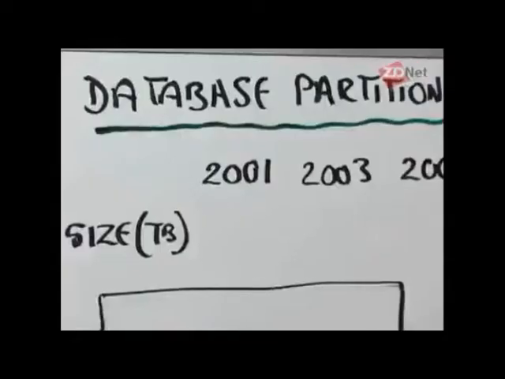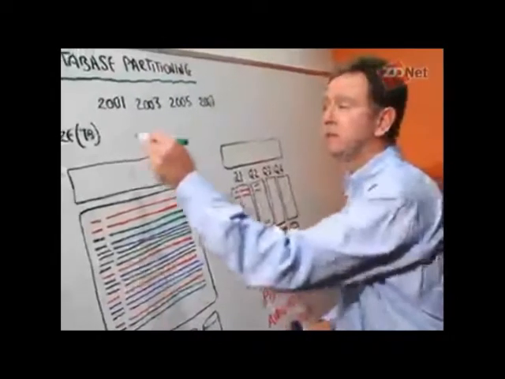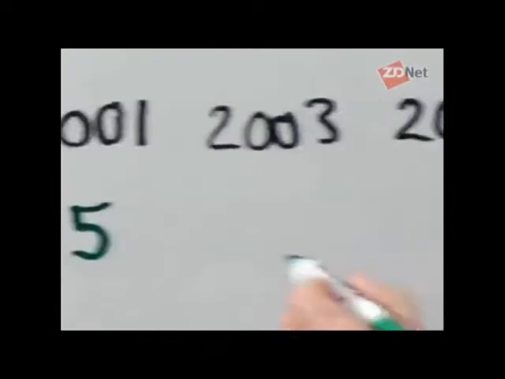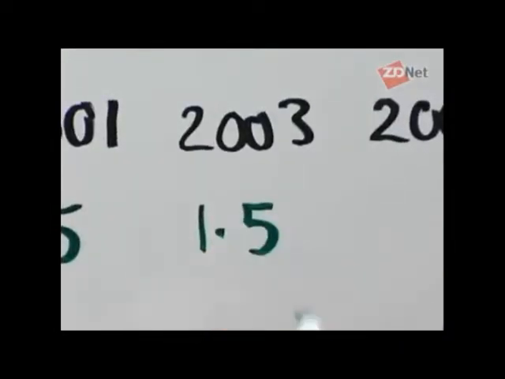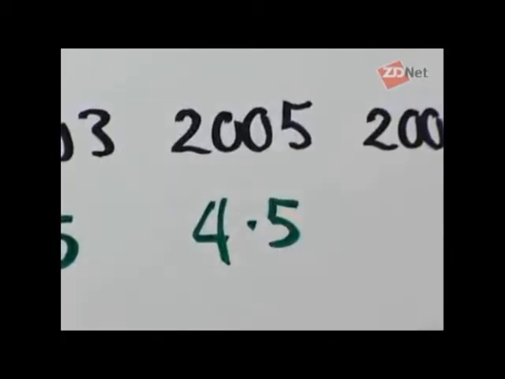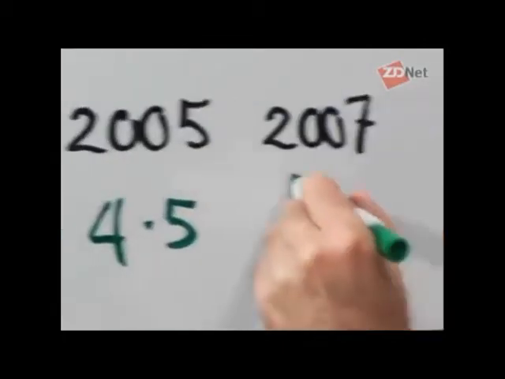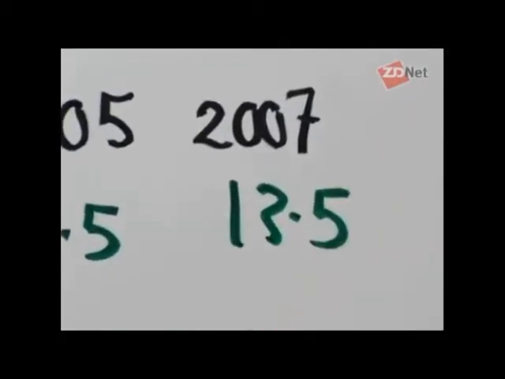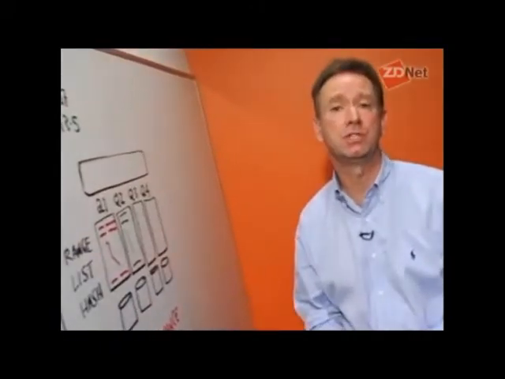This means a 500 gigabyte database, or half a terabyte database, back in 2001 has grown to 1.5 terabytes by 2003, 4.5 terabytes by 2005, and will be over 13.5 terabytes by the year 2007. So this gives us a big challenge in terms of managing our users' performance and availability expectations.